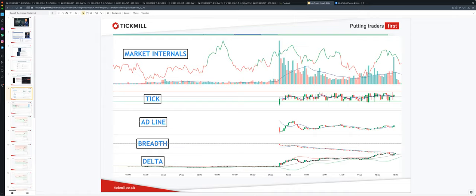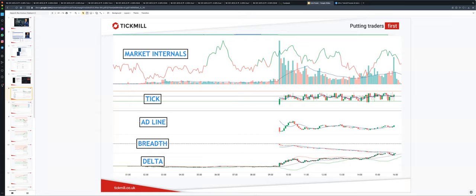The next tool I use is the advanced decline line, or the AD line for short. It's the second most important of the internals. This indicator tells us the net sum of advancing stocks minus declining stocks. There are roughly 3,000 stocks on the New York Stock Exchange and 3,000 on the NASDAQ. An AD line reading of plus 1,500 is very bullish, and a reading of over 2,000 is extremely bullish. On the flip side, readings of minus 1,500 and below are very bearish, and readings below minus 2,000 are extremely bearish.